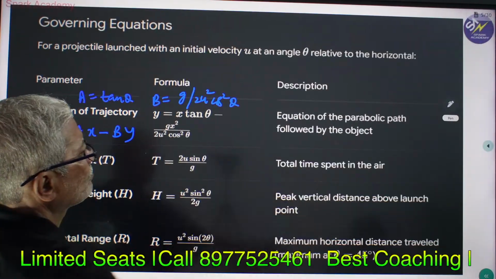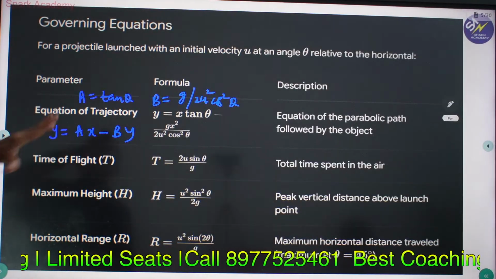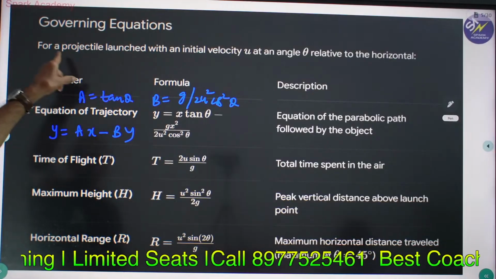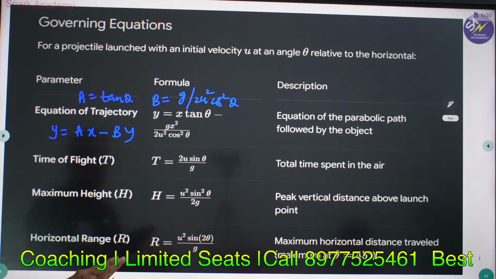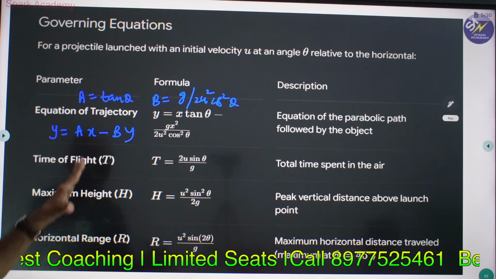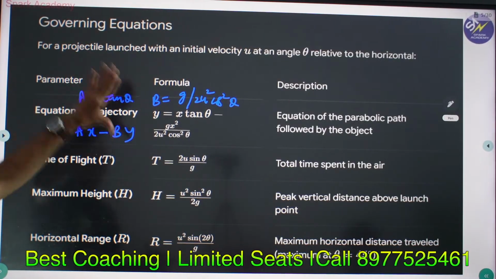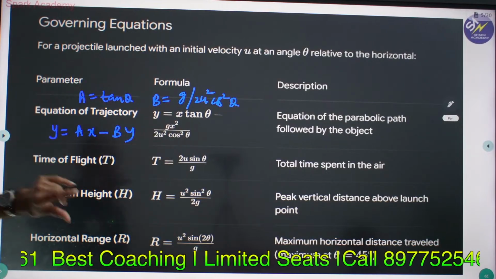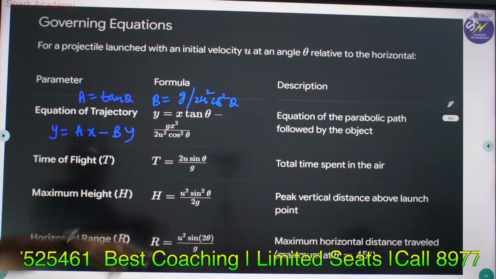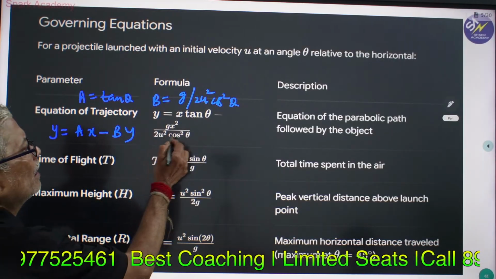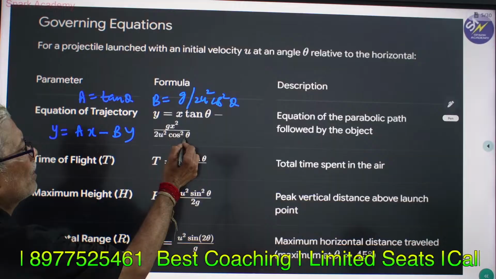Okay. Now, this is actually the formula given, and this formula we will be deriving. What is the formula given? Equation of trajectory: y is equal to x tan theta minus g x square by 2u square cos square theta.